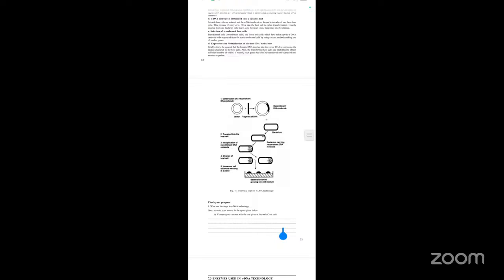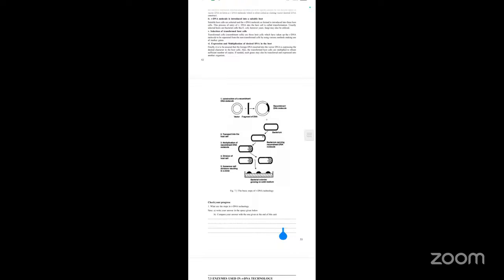There are two types of gene transfer methods, physical and chemical. The physical gene transfer methods are electroporation, the particle bombardment method, microinjection, liposome-mediated transformation, chloroplast-mediated transformation, and silicon carbide fiber-mediated transformation. These are all physical methods.